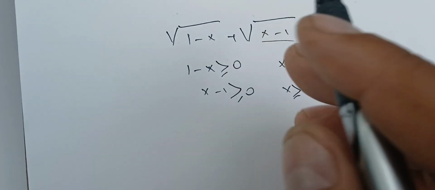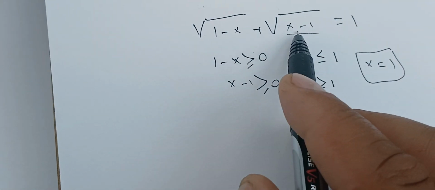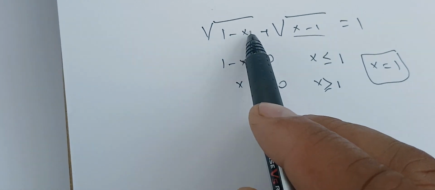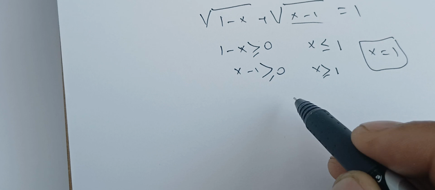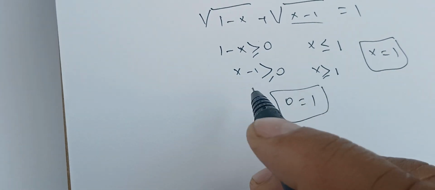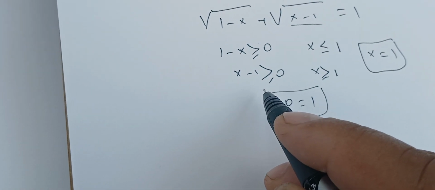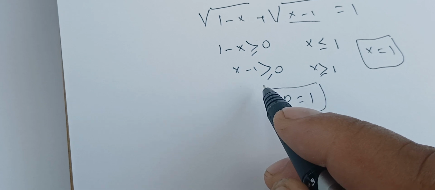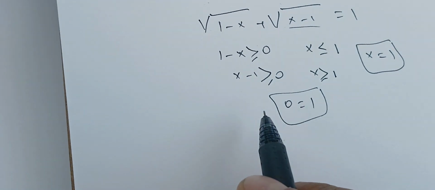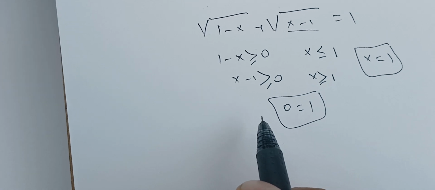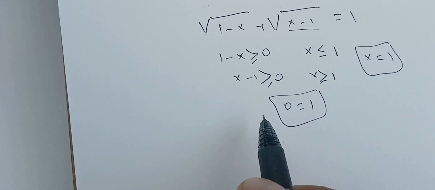Okay? Before we solve anything, this is defined only for x equals 1. And when we plug in x equals 1, we get 0 equals 1. That means the equation has no solution. So we don't need to keep solving. But with this problem, we want to learn something from it. So that's why we're going to do it in many different ways.